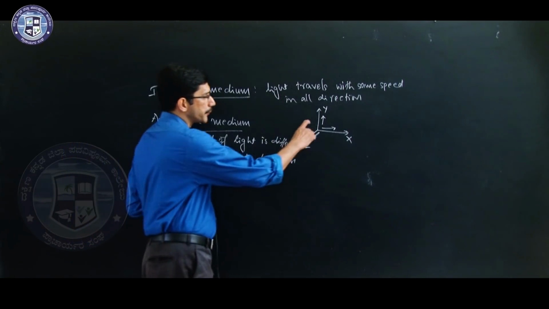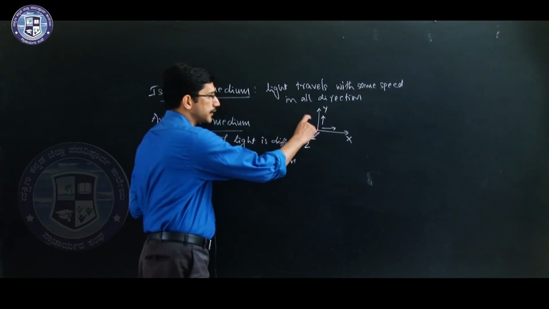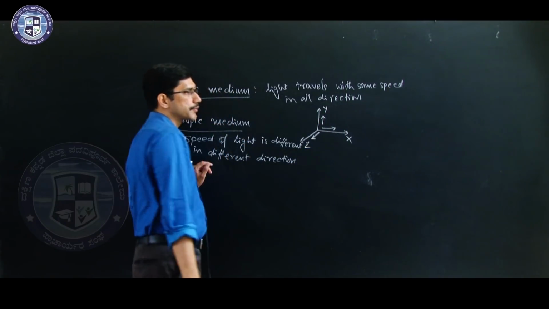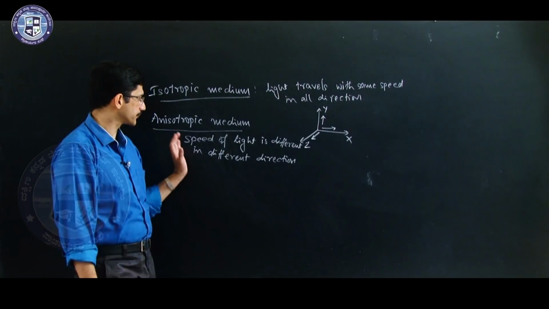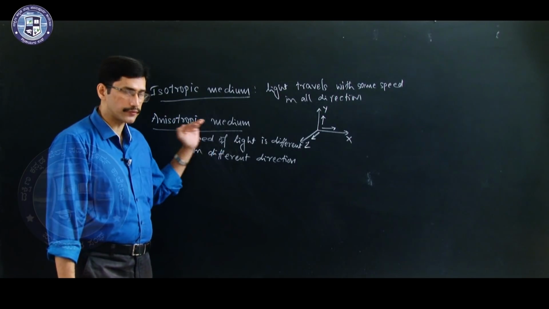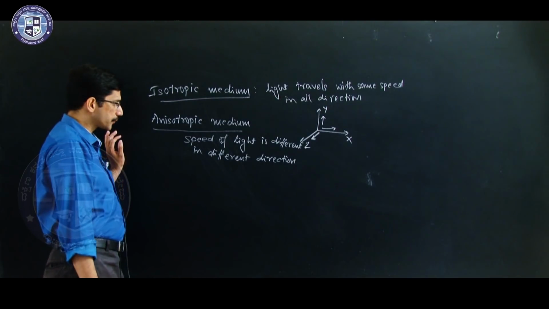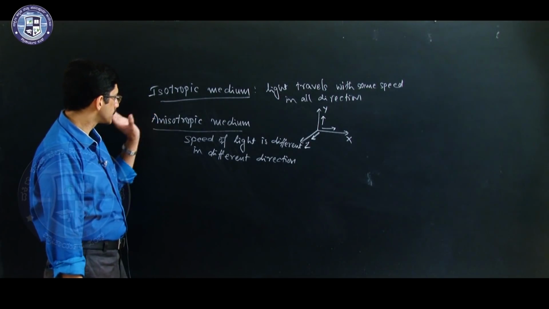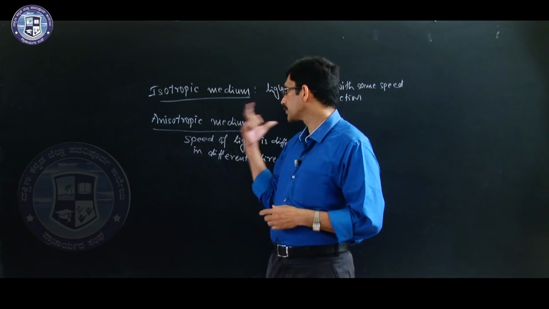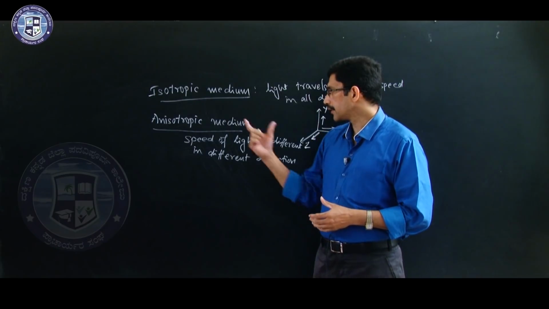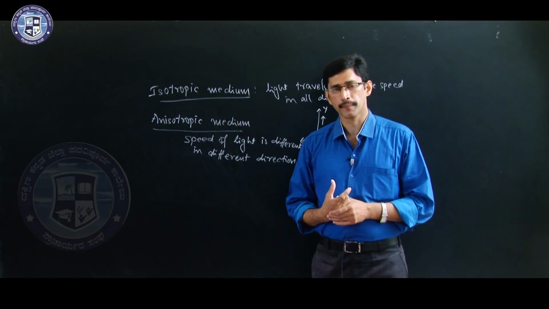Or there may be two axes where the light may travel with the same speed, and in some other axis the speed of light may be different. So, if the light travels with different speed in different directions, such a medium is said to be anisotropic medium, and the example for anisotropic medium is calcite. Calcite is an example for anisotropic medium where the speed of light is different in different directions.